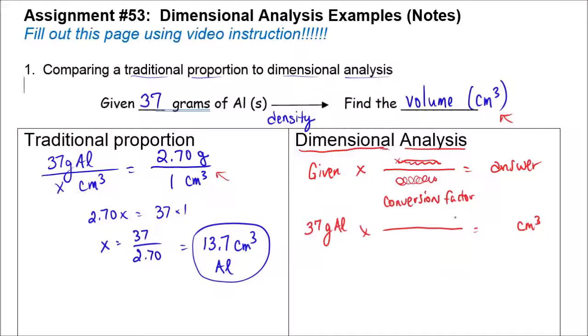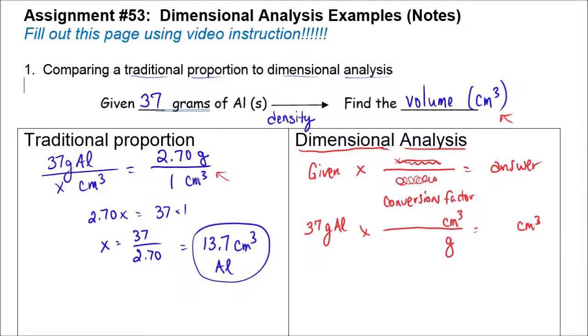But what's important is to decide what goes on the top, what goes on the bottom. What's in the answer is cubic centimeters. That goes on the top here. And these grams that we start with do not appear in the final answer, so they need to cancel. So if I put grams on the bottom here, I'm hoping it makes sense to you that grams will cancel grams. This is the conversion factor without numbers.